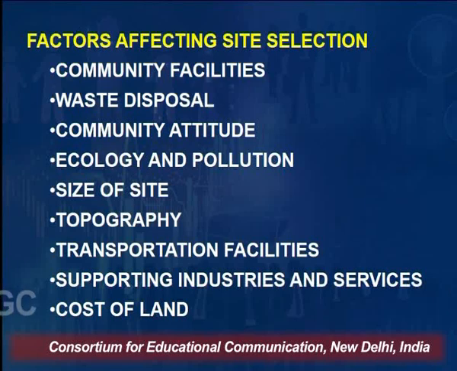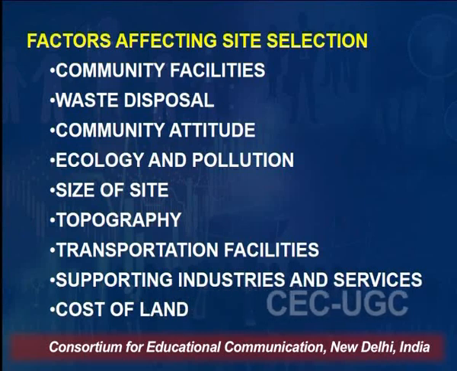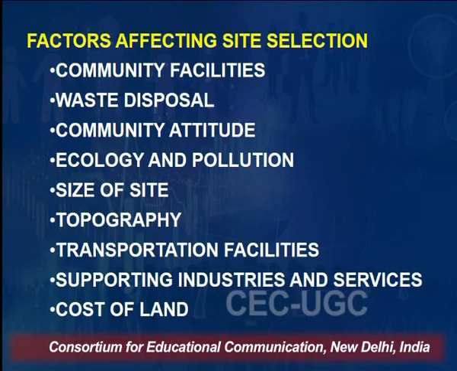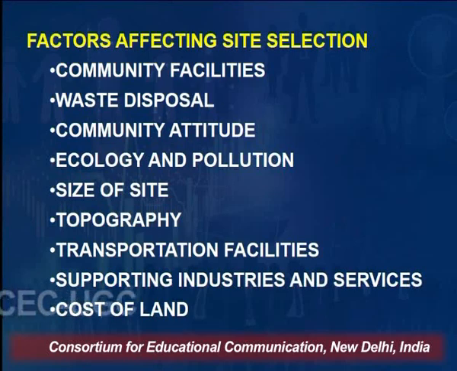Now, there are other factors also besides that. Community facilities, waste disposal, community attitude, ecology and pollution, size of the site, topography of the region, transportation facilities, then supporting industry and services, and cost of the land. So for example, as I said earlier, community facilities: whether there are markets. If you will have employees, workers with you, they need markets, they need grocery shops, they need all kinds of shops over there. They need dispensary, they need school facilities, college facilities for their children, and so on and so forth.